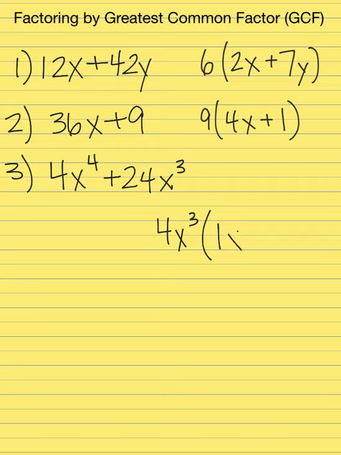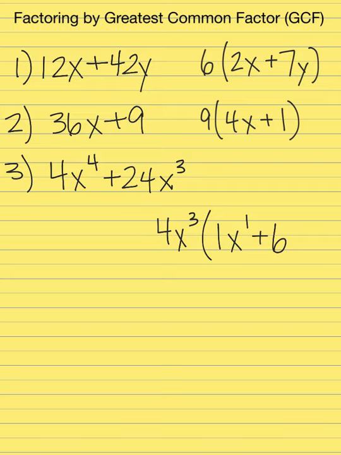And then we need an x, and we could put a 1 so we can see it, because 4x to the third times 1x to the first. Remember, when we multiply exponents, we add them. And so x to the third times x to the first gives me x to the fourth. And then we have 4x to the third. We want to get to 24. So 4 times 6 gives me 24.